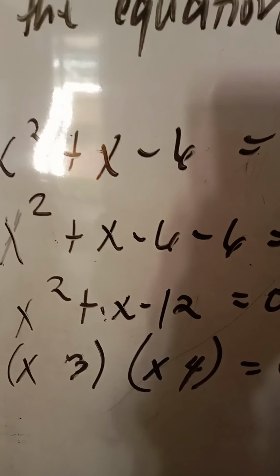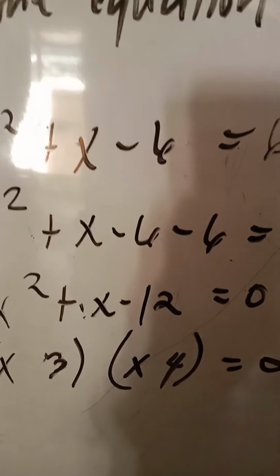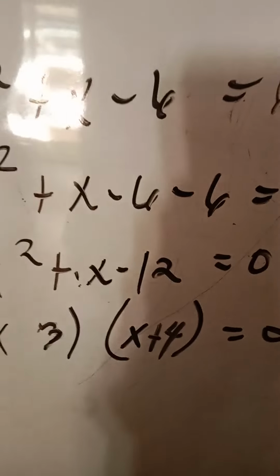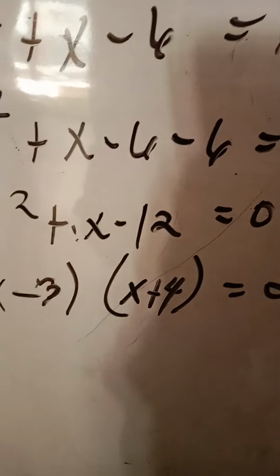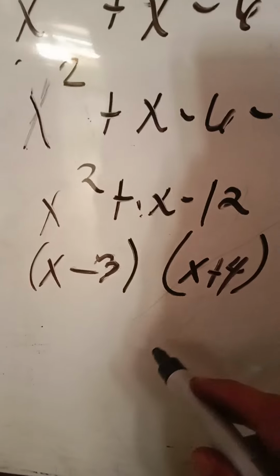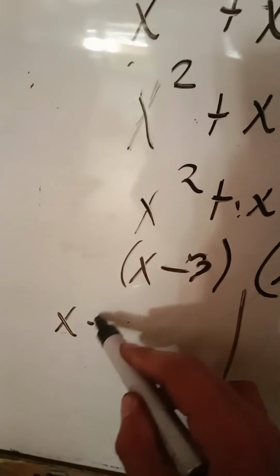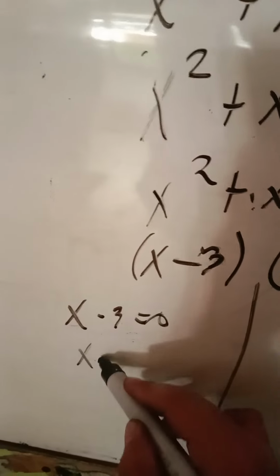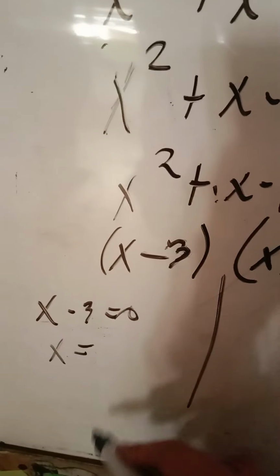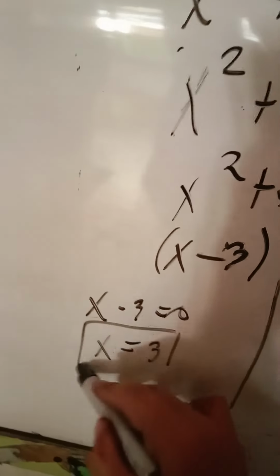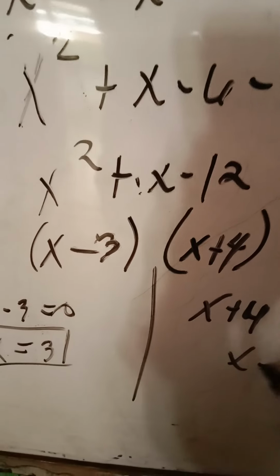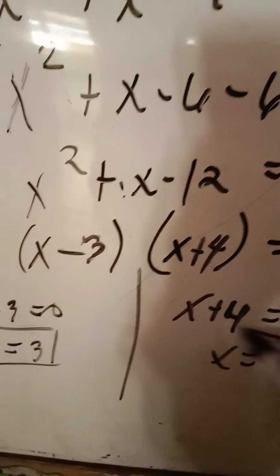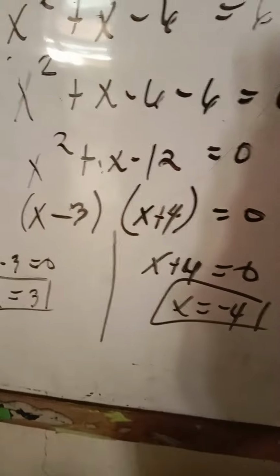So all you have to do is, the bigger number gets the positive sign and the smaller one gets the negative sign. So factoring, we have x minus 3 is equal to 0, so x is equal to positive 3. Then x plus 4, so x becomes negative 4. This is now our solutions.